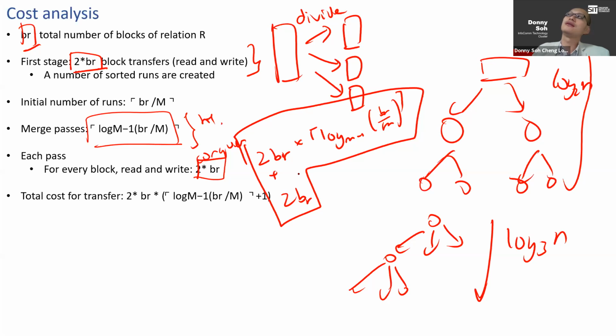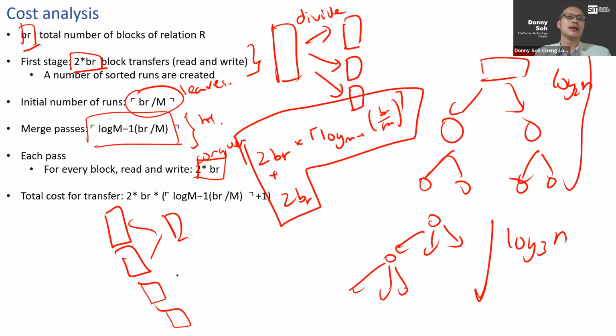If we compare this to a tree, this is something like the number of leaves in the tree. You can think about it in this manner, so it will be a bit more intuitive.